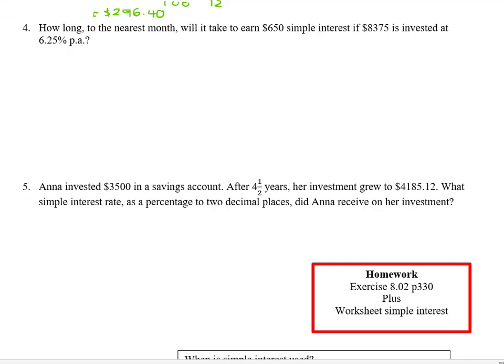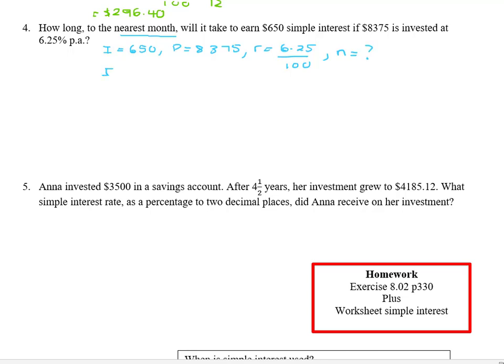Now, here's another question. How long, to the nearest month, will it take to earn $650 simple interest if $8,375 is invested at 6.25%? So here I am now told my interest, which is $650. My principal is $8,375. My interest rate is 6.25%. And I'm asked to find my time period N.